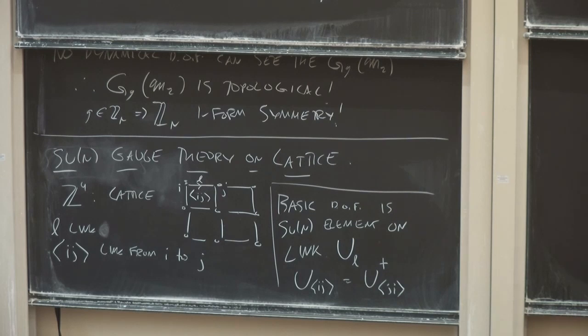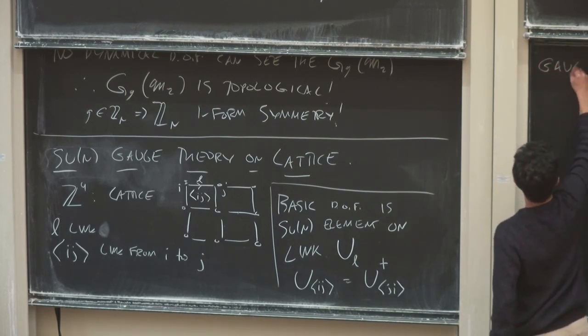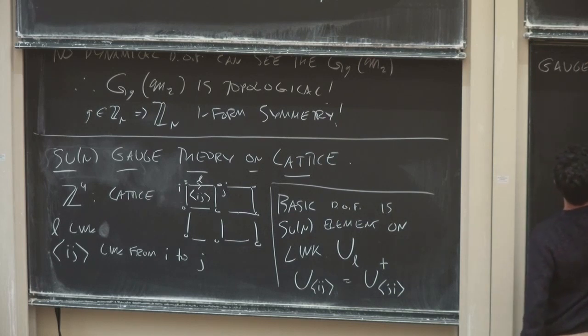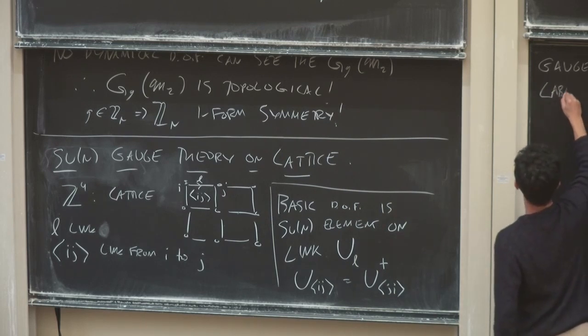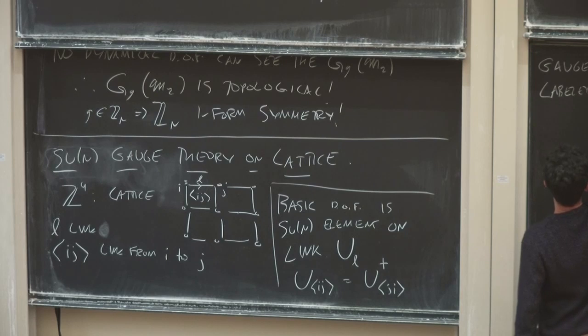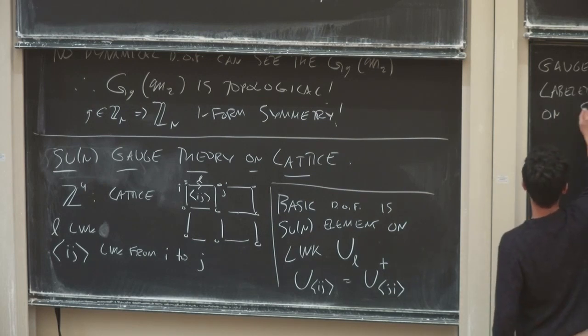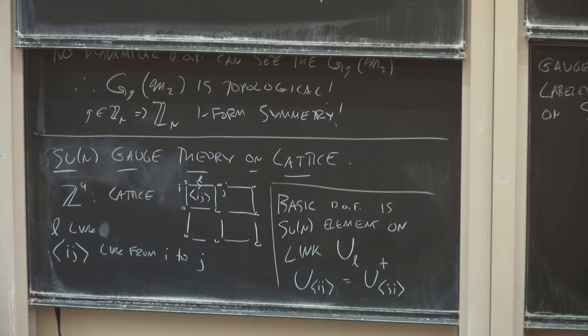That's why they're oriented. Okay. Now, what are gauge transformations? Gauge transformations are labeled by an SU(N) degree of freedom, so an SU(N) function, not on the links, but on the sites. Okay? So I'm going to call that lambda sub i.